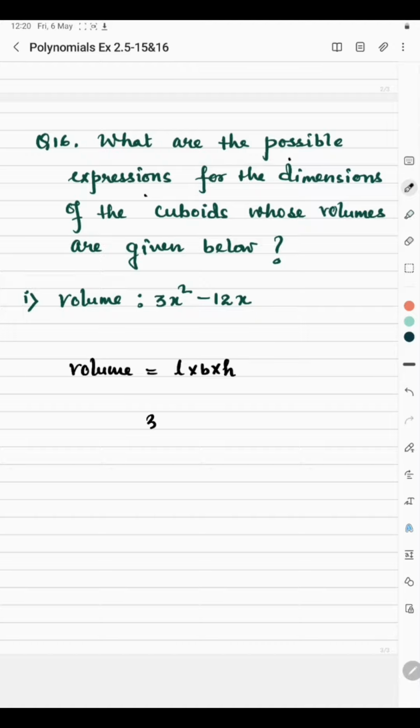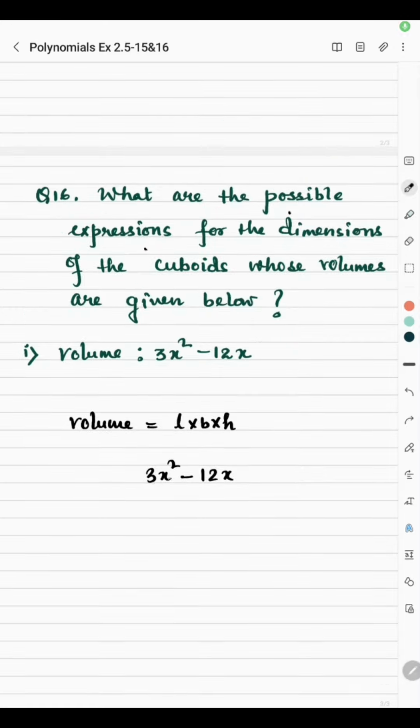So here we have 3x² − 12x, and since middle term factorization is not possible, from these two terms we'll take common. Since 3 and 12 are both divisible by 3, we'll take 3, and x is present in both the terms, so we'll take x. Now if you take 3x common, then from the first term x will be left, because here the degree of x is 2 and we have taken out 1, so 1 will be left. Then we have −12 divided by 3, which is 4. x you have taken already, so here 4 will be left. So this can be written as 3 multiplied by x multiplied by (x − 4).